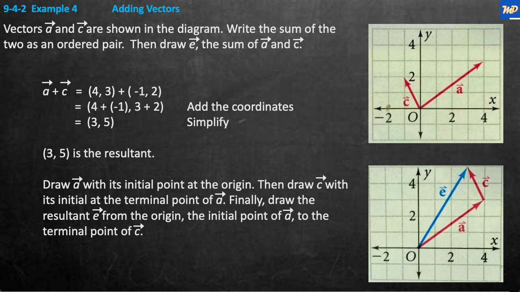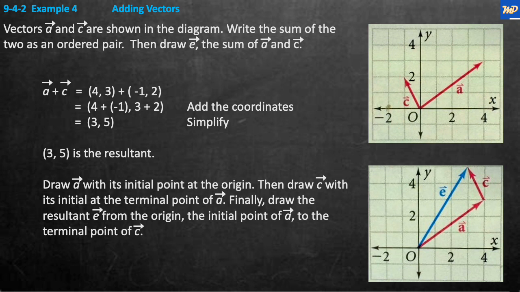Vectors A and C are shown in the diagram. Write the sum of the two as an ordered pair. Then draw vector E, the sum of A and C. So vector A plus C: A is the ordered pair 4, comma 3, and minus 1, comma 2 is the C vector, right? So now we want to add them.